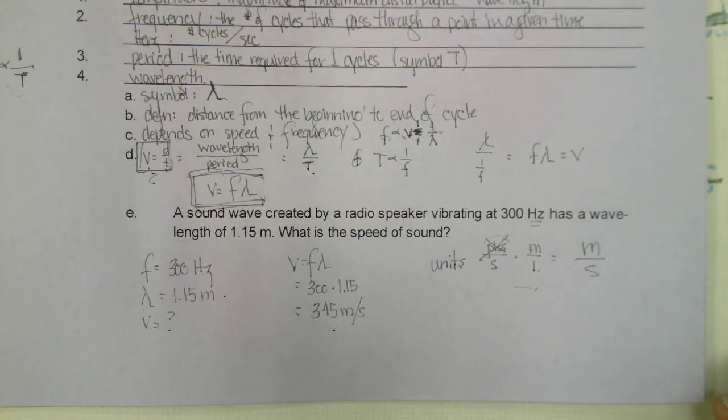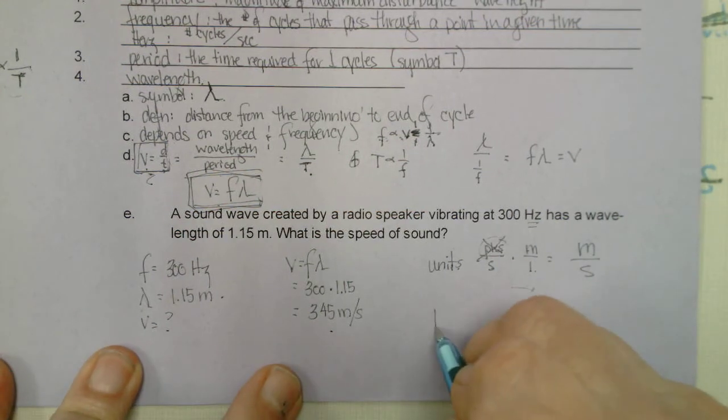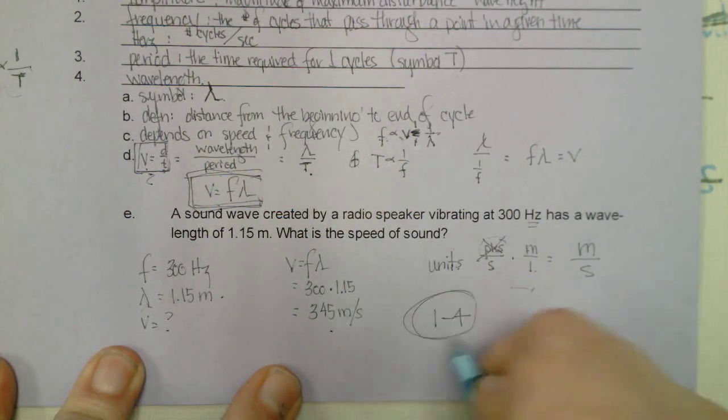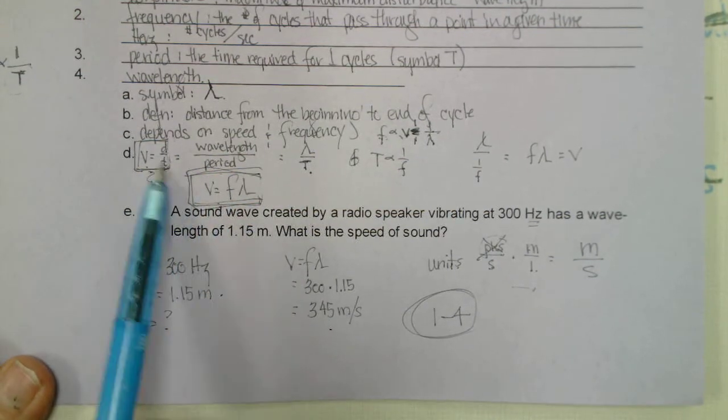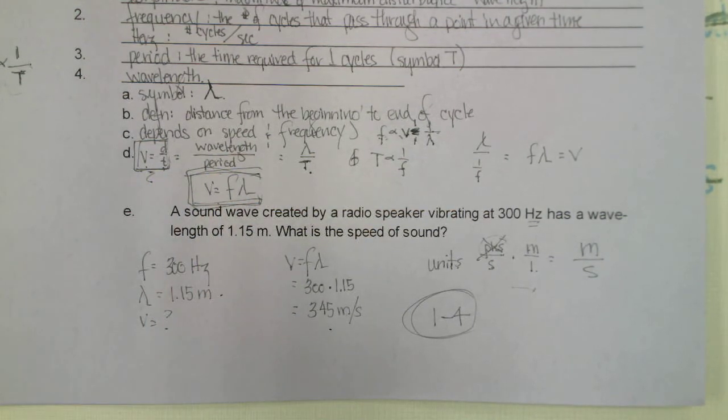All right, your homework is going to be 1 through 4. These are pretty straightforward. You're going to use either this equation or this equation to find the data that you need. All right, let me know if you need anything.